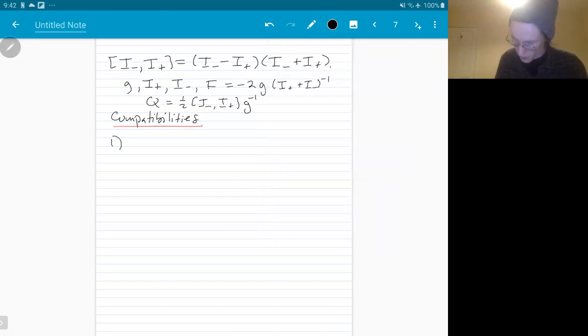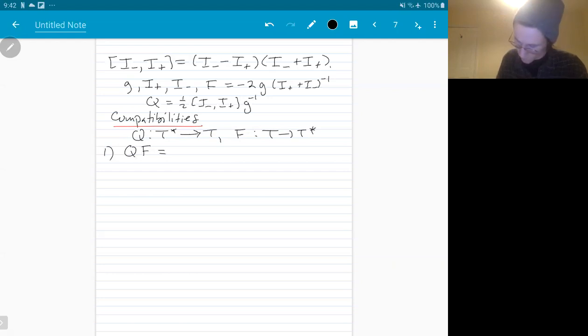So the first is that we could take Q. So Q is a map from T star to T, and F, it's a symplectic form, so it's a map from T to T star. So we can compose them. So we could take Q, compose with F.